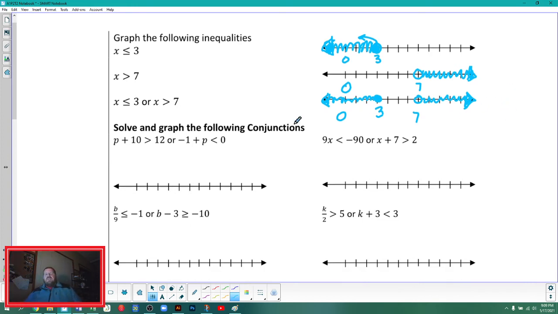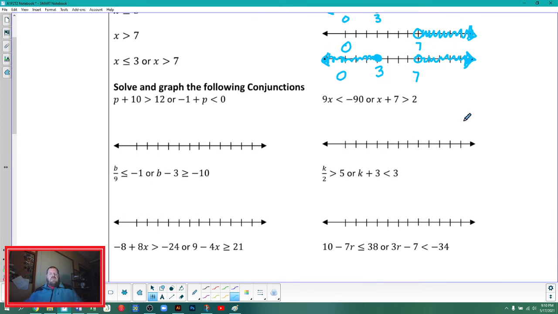Because think about the statement: x is less than or equal to 3, or x is greater than 7. I could use something like 10. Sure, it doesn't work in both of them, but 10 is bigger than 7, so that's okay because of the word or. Versus if this said the word and, we don't have any overlap, so we wouldn't have any numbers that work for both inequalities. Okay, so it's kind of backwards to the and statements.